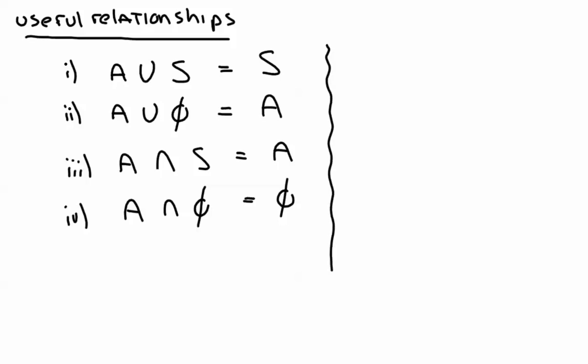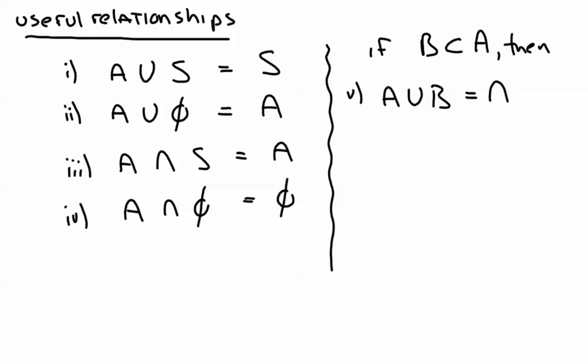A couple of other simple relationships. If B is a subset of A, then our fifth property would be that A union B equals A, and our sixth property is that A intersect B equals B. If B is a subset of A, then A intersect B is B. If B is a subset of A, then the union of A and B equals A. All right?